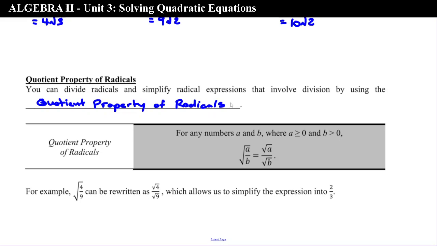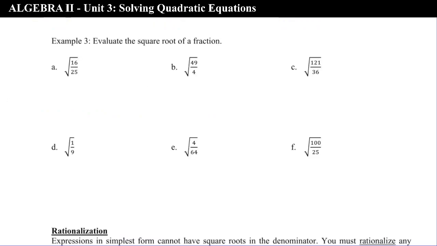So for example, the square root of 4/9 can be rewritten as the square root of 4 over the square root of 9. We know what those are. Those are both perfect squares, so we can simplify it down to 2/3. So let's do a few of these. For this one, we have square root of 16 over 25. That's the square root of 16 over the square root of 25, which gives us 4/5.